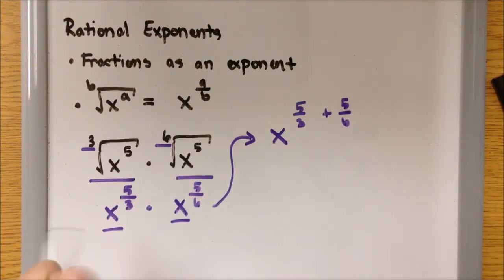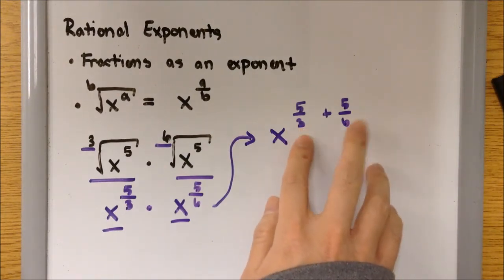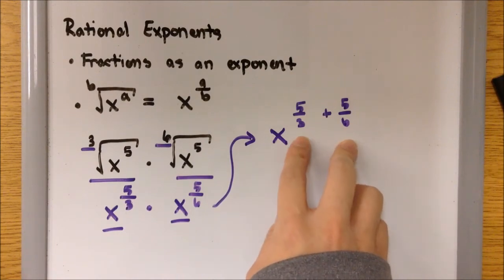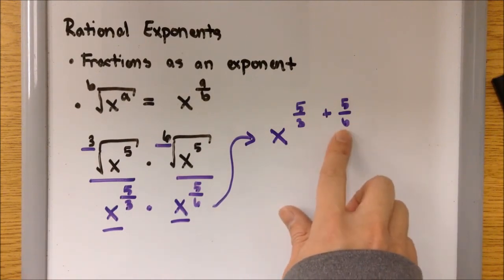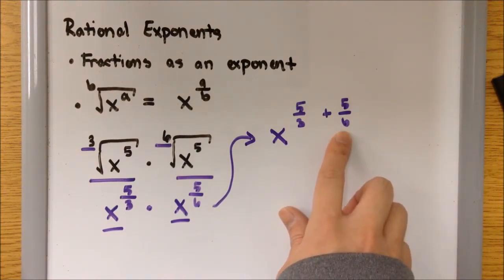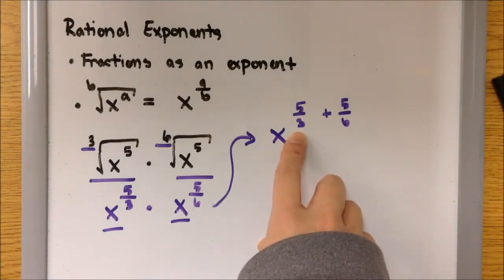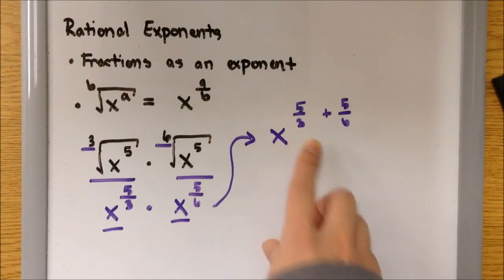Now, our next step is, can we combine these two fractions as the exponents? We can't because they have different denominators. So we have to find a common denominator when we're adding and subtracting fractions. So, what's common between 3 and 6? I would say 6, because the 6 is already 6 right there. So 6 times 1 is 6. Now 3 can become 6 by multiplying by 2.